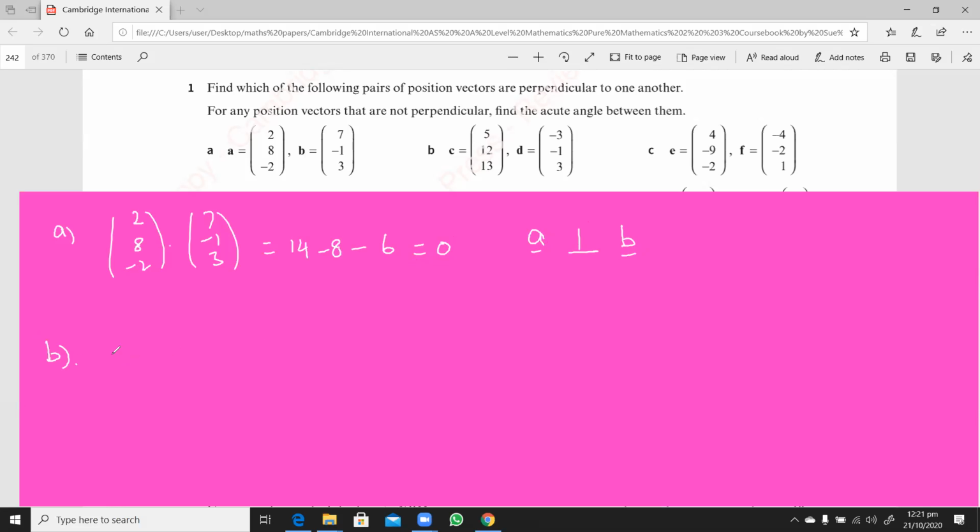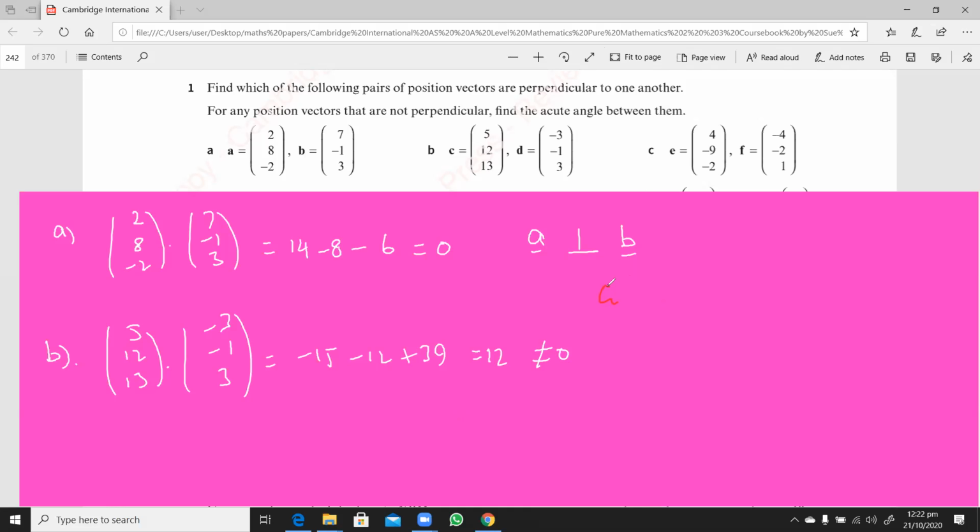If you look at the B part, this is going to be 5, 12, and 13 dot minus 3, minus 1, and then 3. So this is minus 15, minus 12, plus 39, minus 27. So this is going to be 12. Now this is not equal to 0. That means they are not perpendicular to each other. So now he says find the angle between them. We know how to find the angle.